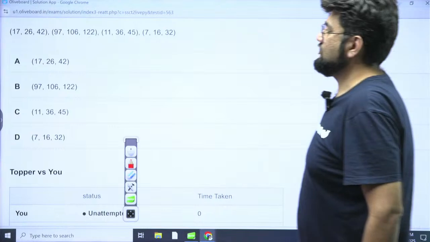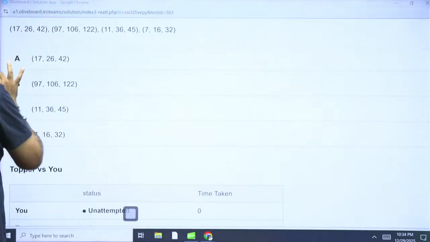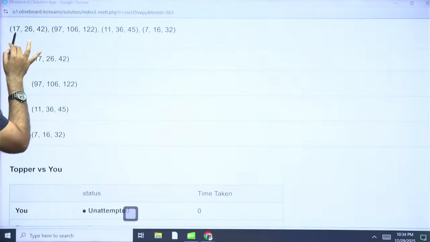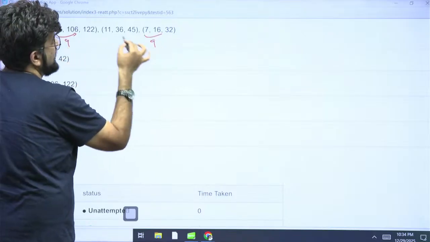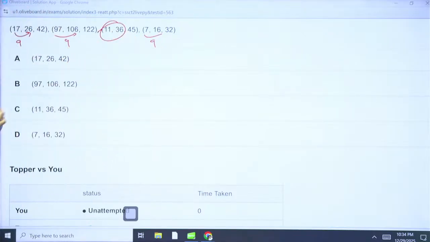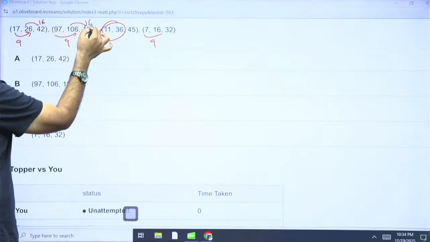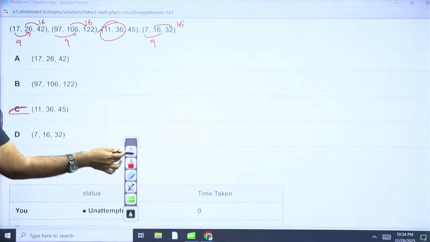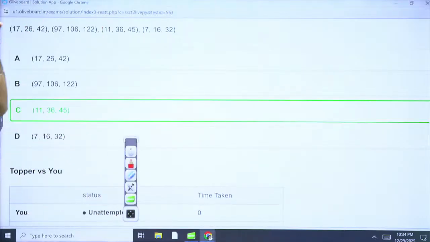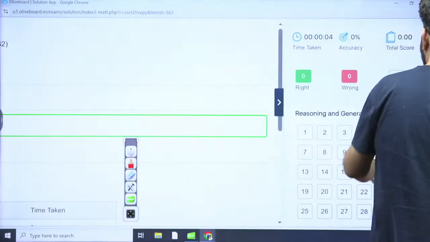Which number set is different? Observe, is anything happening? 17, 26 is very close. Double 34. No. What is the difference here? 9 units. 9 units. Great. 9 units. This is not working. 11, 36 should be the odd one out. What is the difference here? 16. 16. Yeah, correct. Cool. Just the differences are same. Option C is not following the rule. That's gone. See, don't always try to complicate everything. That's why having an algorithm always helps. Have a fixed algorithm in your head.